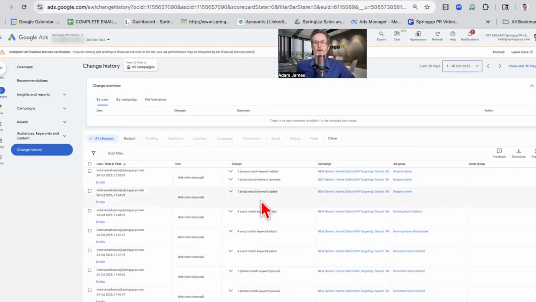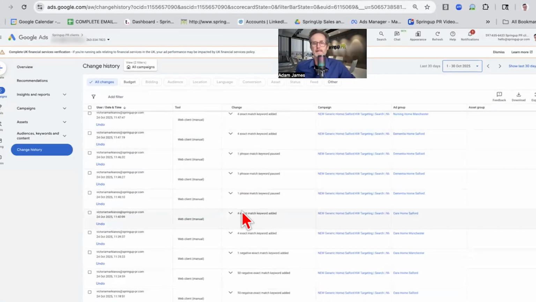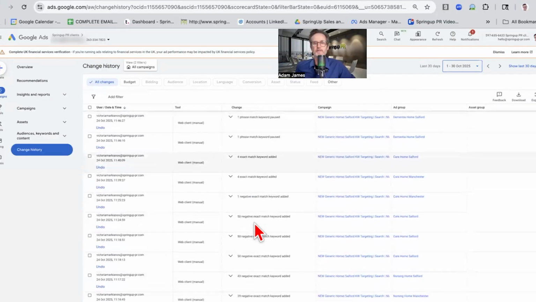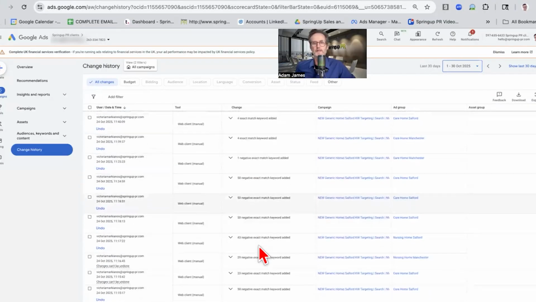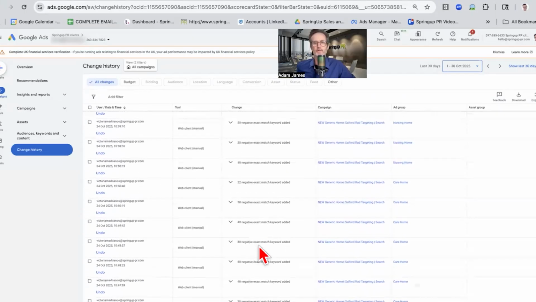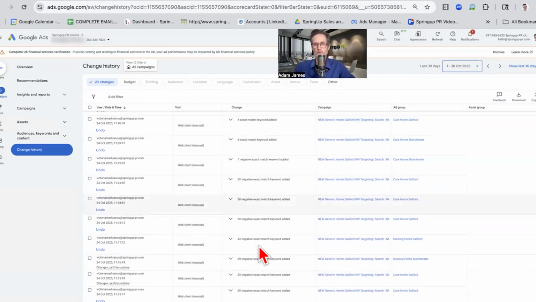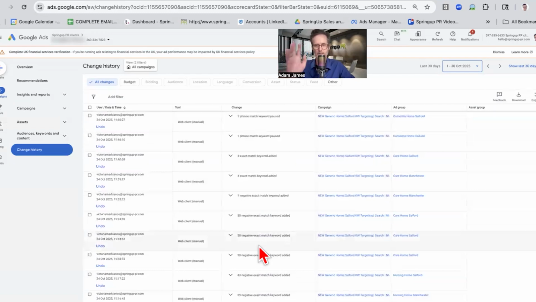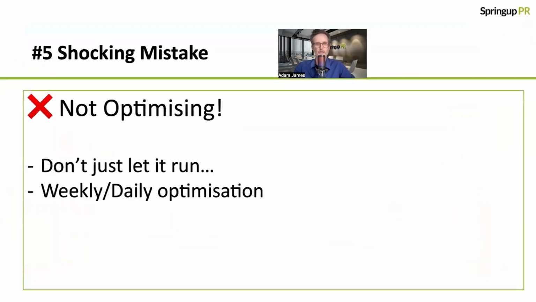Phrase match keywords added, exact match keywords added, a lot of exact match, phrase match optimizations going on here, and a whole bundle of negative keywords added. And you can see a significant amount, and it goes on and on and on. So I just wanted to show you that, because that's a real life care home account, the kind of optimization that you need to be doing on an ongoing basis.